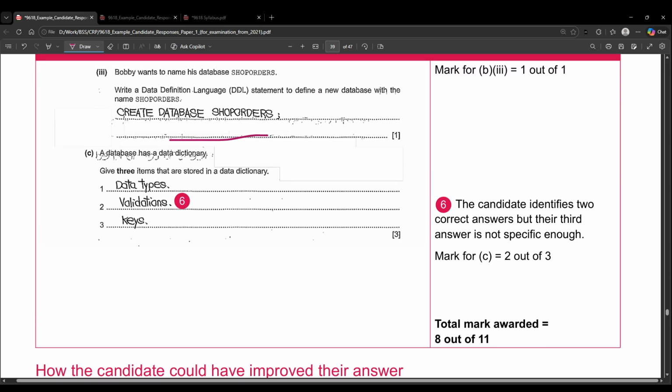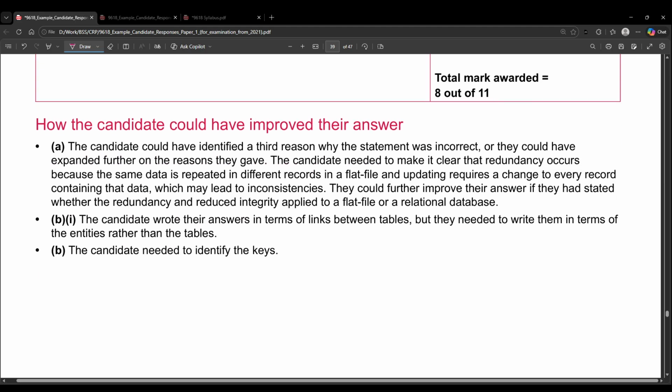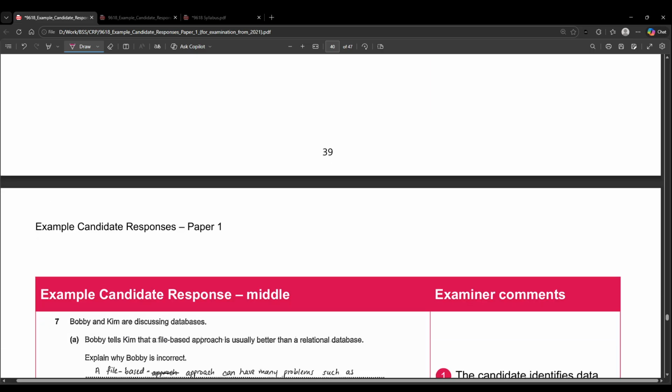Okay, they're saying give 3 items that are stored in a dictionary. So they're saying validations. Okay, so validation is incorrect. So that is also wrong. How could they have improved? So in part A, they could have identified a third reason, which they obviously missed.